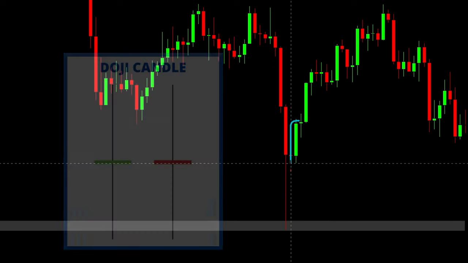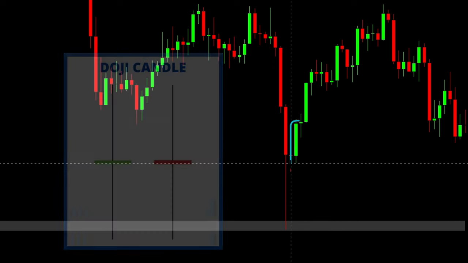You can see that we did have some support coming in here. Resistance, of course. So you could put your target just below that resistance, expecting a potential new touch. And as you can see in this example, the price actually did bounce and we got rejected once again at the resistance.